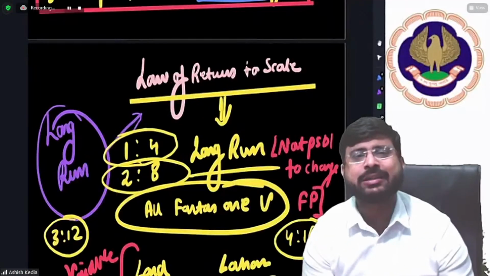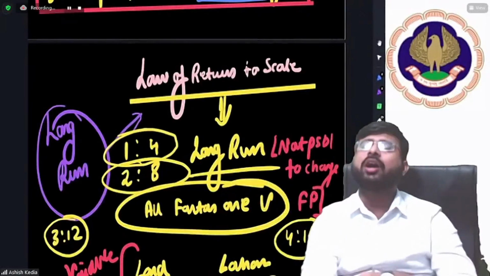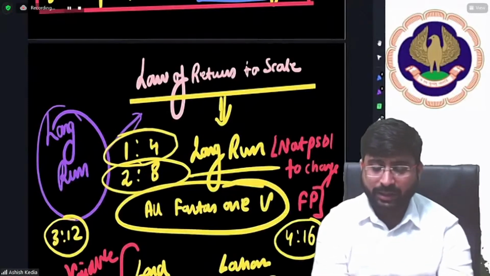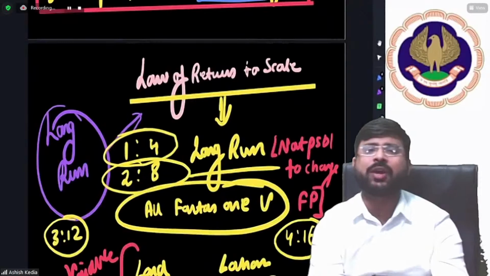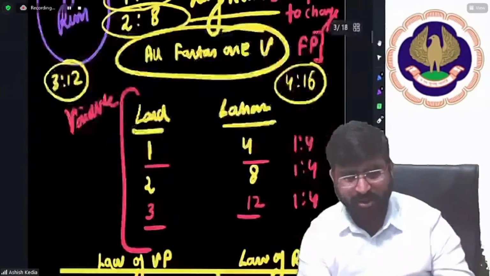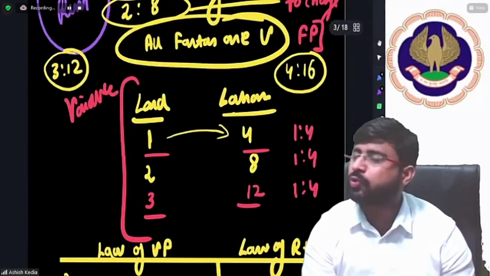So, my dear friends, that is the idea. And therefore, the law of returns to scale. My dear friends, remember, it operates in the long run and it is not possible to change factor proportions here. Acha, it operates in the long run. Exactly. Like you see here in this case, 1:4 is the ratio.